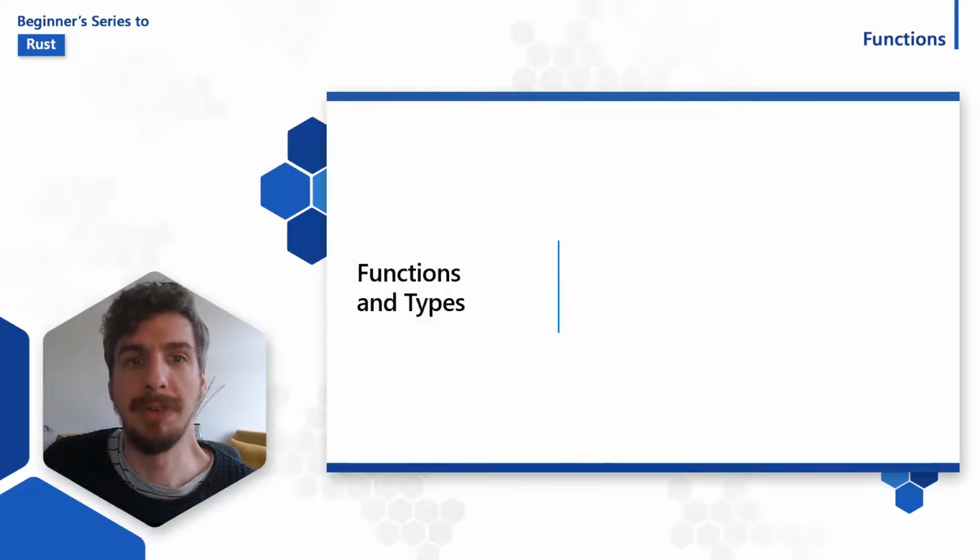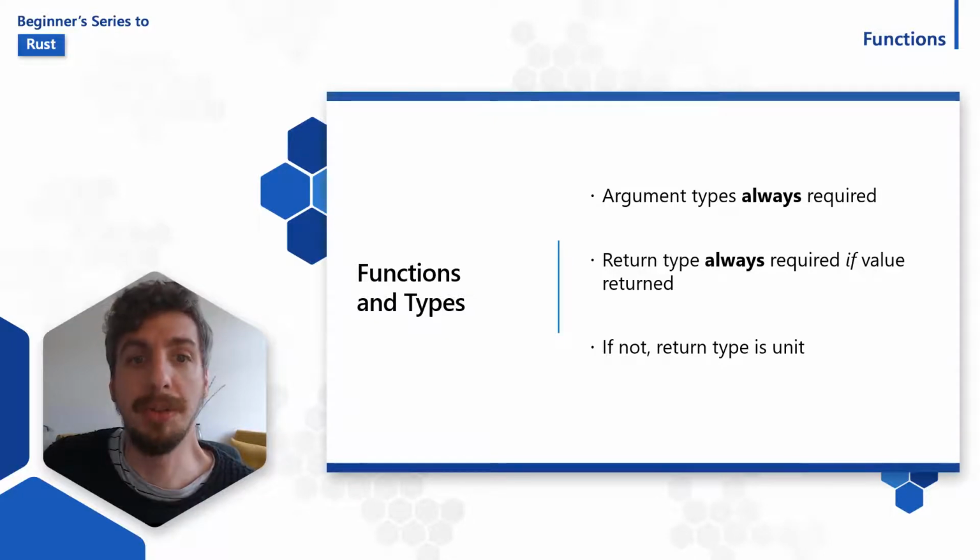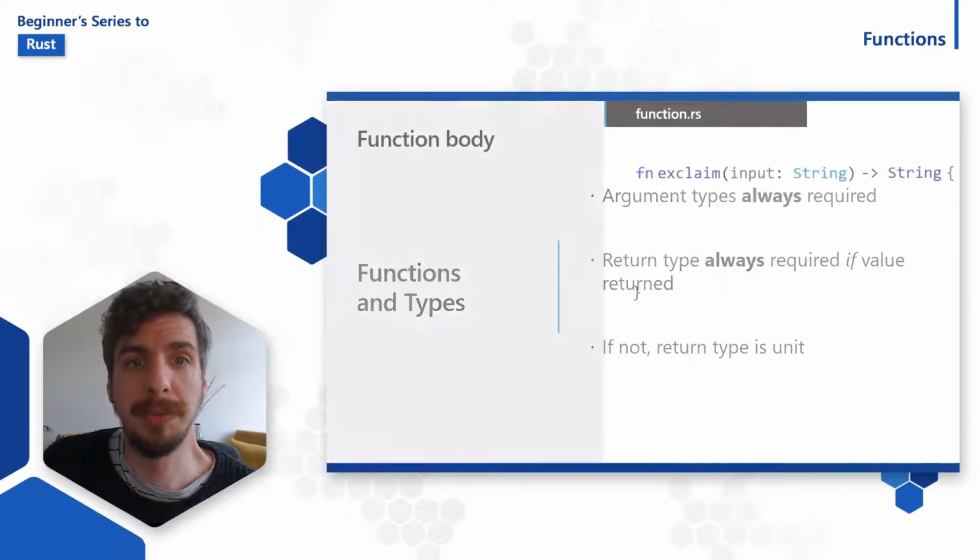There are some important things to remember about type annotations in functions. The types of arguments are always required. If the function returns a value, a return type is required as well. And finally, if the function does not return a value, then the return type defaults to unit, also known as the empty tuple. While we can explicitly write unit as a return type, there's no need to.